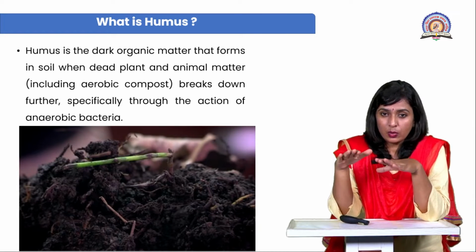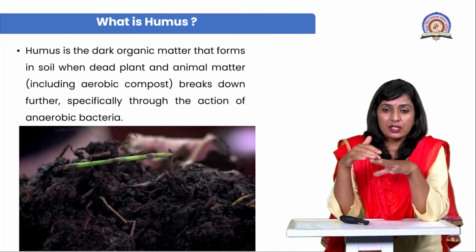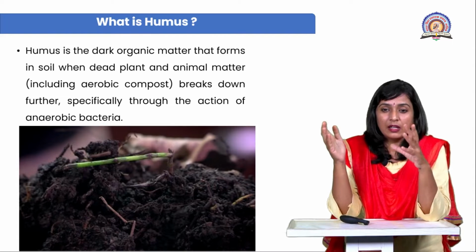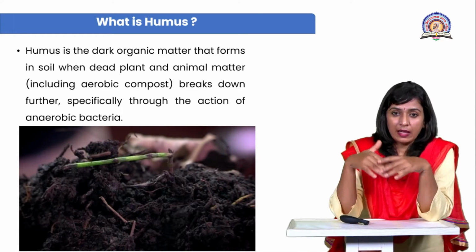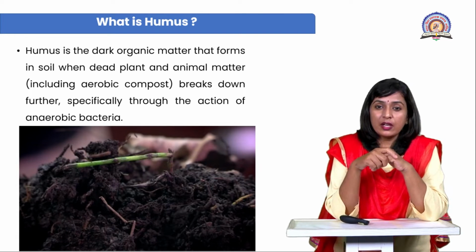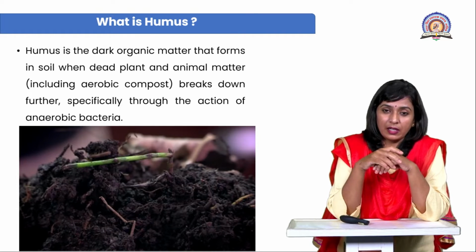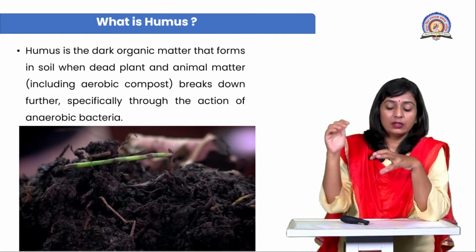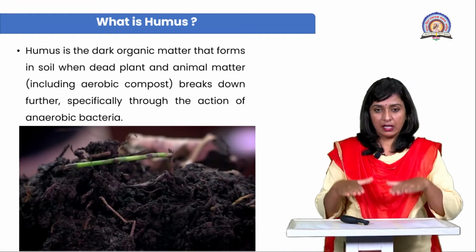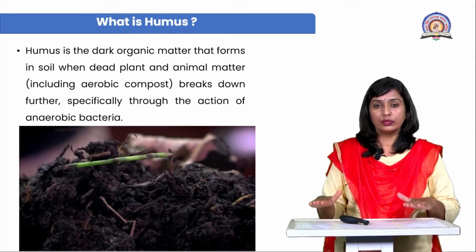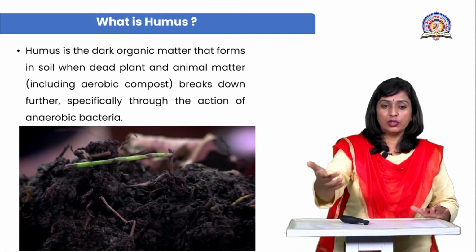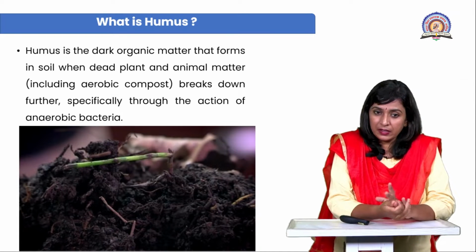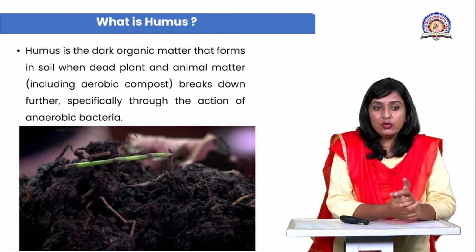Because that portion is quite away from the sunlight, it is away from the aeration, and in the absence of air, in the absence of oxygen, aerobic organisms cannot work there. So that part of the manure or organic material which is present at the base of the pit will get further converted into the humus, right? So this means that... So what is humus?